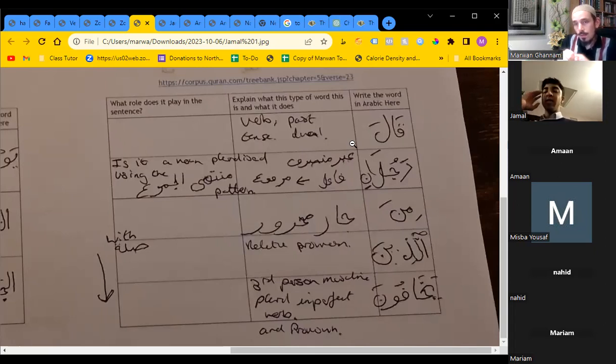Oh, okay. So if it was to say these two men helped, it would say Nasara Rajulani. Yeah, nasara, there'd be an alif. So Nasara, you say qala. Is there an ayah?